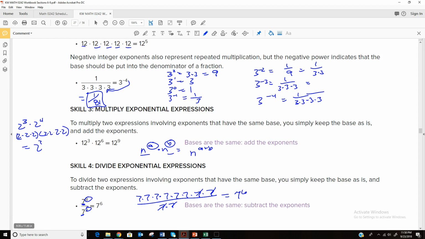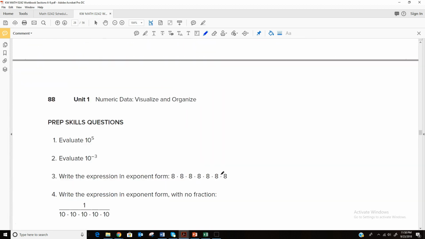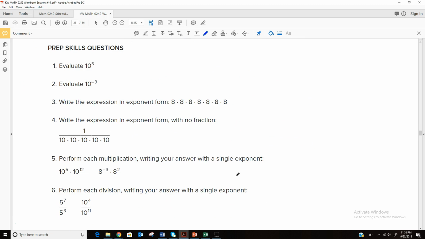So now let's look at the prep skills questions. So 10 to the 5th is simply 1 with the decimal spot moved 5 right, or 5 zeros after the 1. So 100,000. 10 to the negative 3, we know that's going to move it, and it's going to be a small number. It's going to be a number that's smaller than 0. So we're going to have our 1 on the end, and then we're going to move the decimal spot to the left by that much.